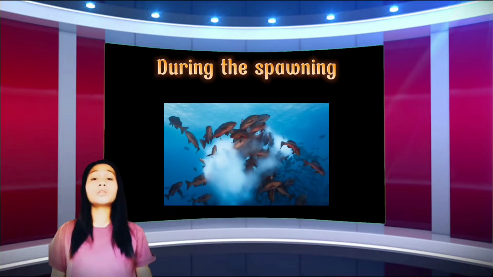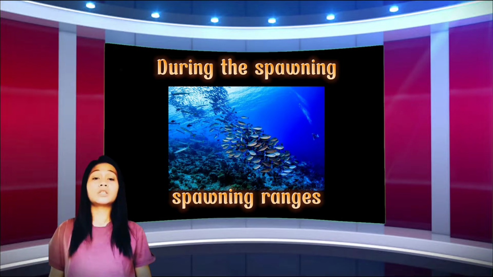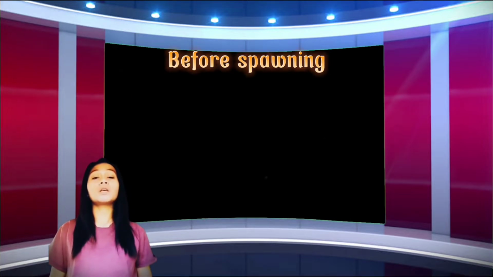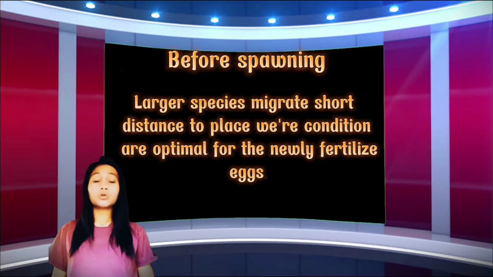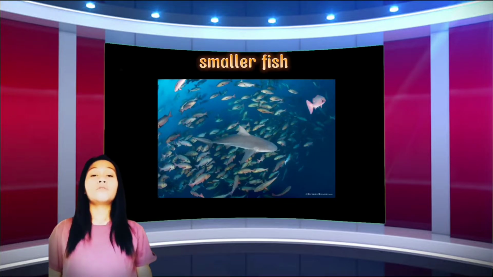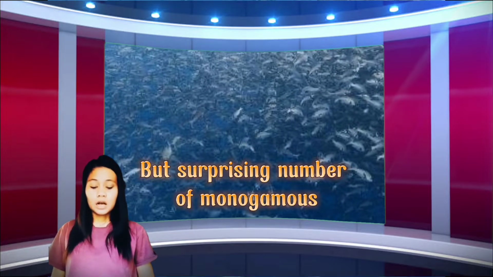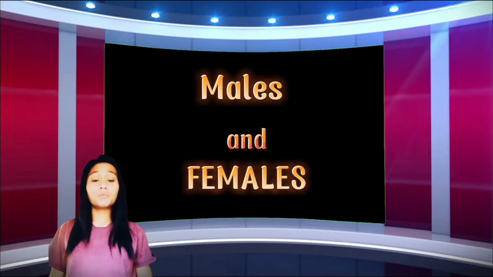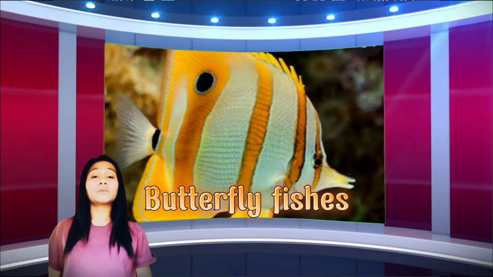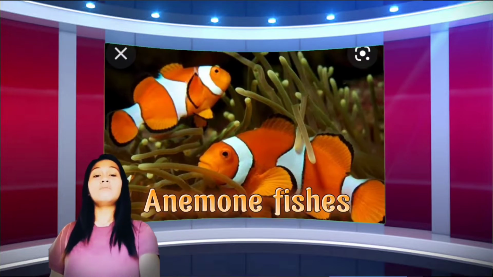The frequency of spawning periods ranges from daily to monthly. Before spawning, larger species migrate short distances to places where conditions are optimal for new eggs. Smaller fishes or species can't afford to migrate, so they stay and spawn in place. Most reef fishes are mass spawners in temporary bursts, but there is a surprising number of monogamous species, where males and females have prolonged pair bonds. They include many butterflyfishes, angelfishes, and anemonefish.